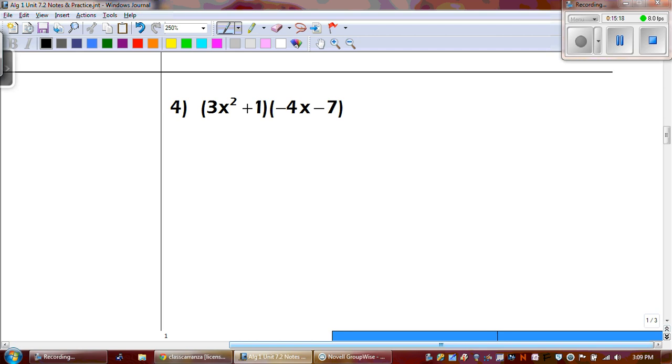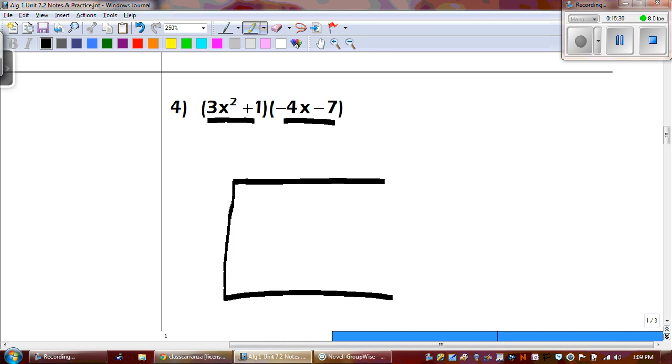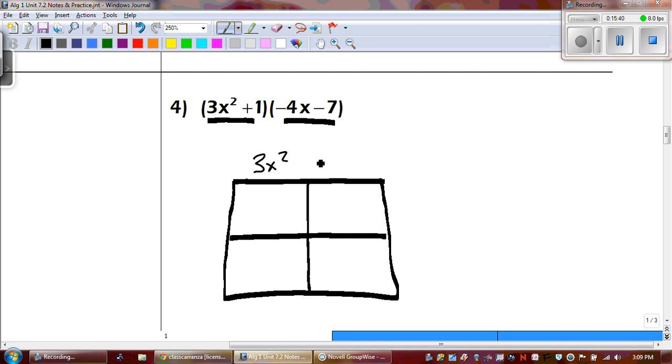All right, number 4. Number 4, once again, we're going to do the box method. I have a binomial times a binomial. So each portion I'm going to cut into 2 pieces. My 3x squared plus 1, and then my negative 4x minus 7. The nice thing about this, guys, is you can multiply in any box that you want to. It really doesn't matter.